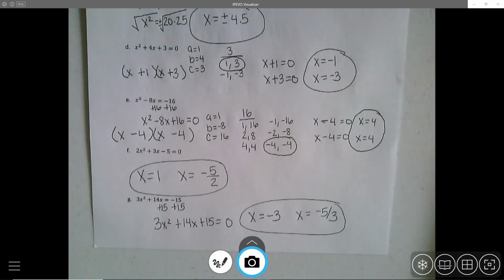Okay, now that we've looked at all the graphs, we are done with solving quadratics with graphing and also with factoring. When we see each other in class next, we're going to continue to practice this.